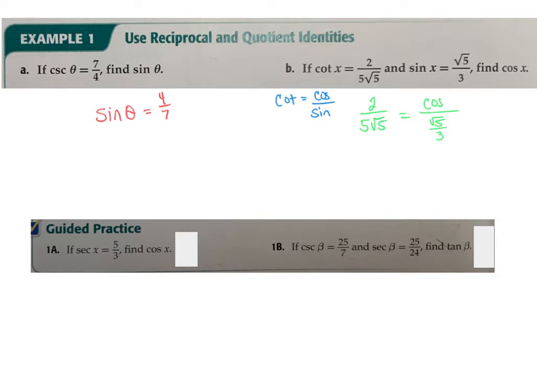We're going to multiply both sides by the reciprocal here. Actually, we don't have to multiply by the reciprocal, just by square root of 5/3, because that's on the bottom already. Multiply by square root of 5/3. The square root of 5s will cancel out. That means the cosine of x is going to be 2/15.